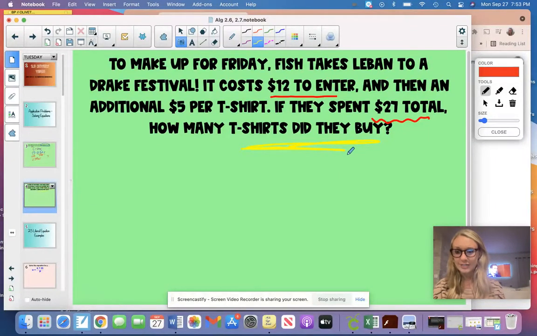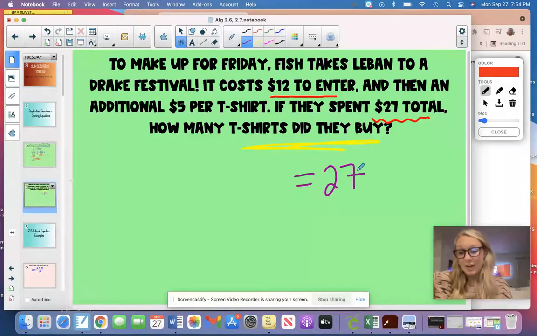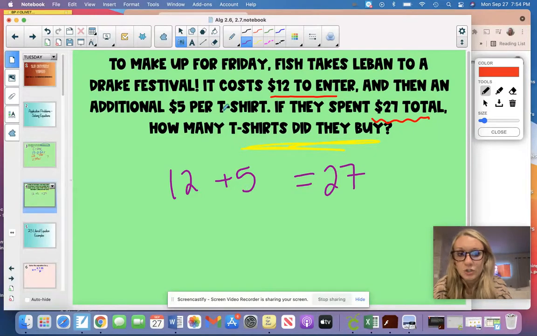So, what we're trying to determine here is how many t-shirts were bought. So, we need to set up an equation so that we can go ahead and solve. All right, so first thing, if we know that they spend $27 total, most of us know that we can set that up on the other side of the equal sign. It costs $12 simply to walk into the festival. Okay, it's not tied to anything. It's no matter what, it's just $12 to walk in. And then it's $5 per t-shirt.